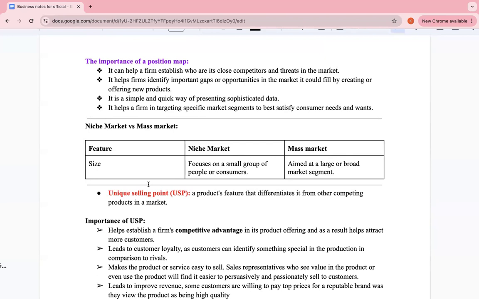Brand awareness, brand loyalty, brand recognition. These are all keywords in IB Business Management, especially in Unit 4. You always have to incorporate these in your Section B answers. It helps firms identify important gaps or opportunities in the market. It could be filled by creating or offering new products.